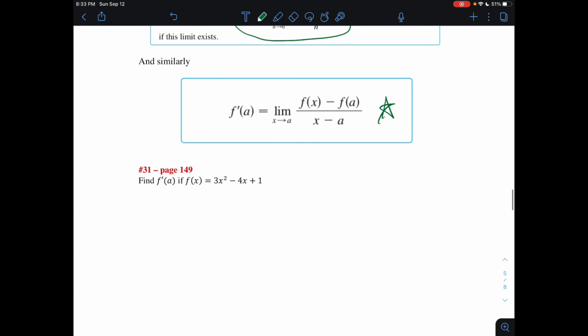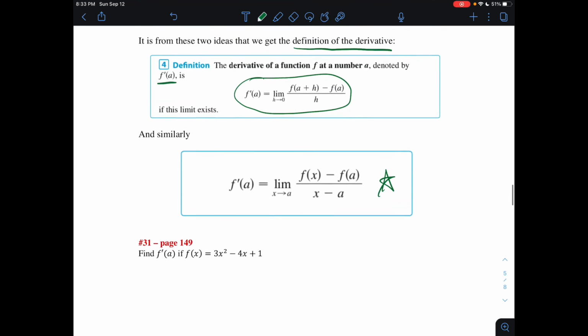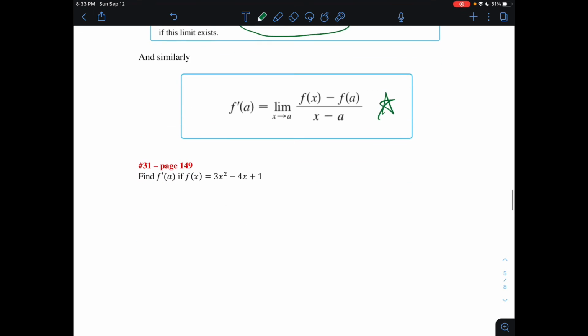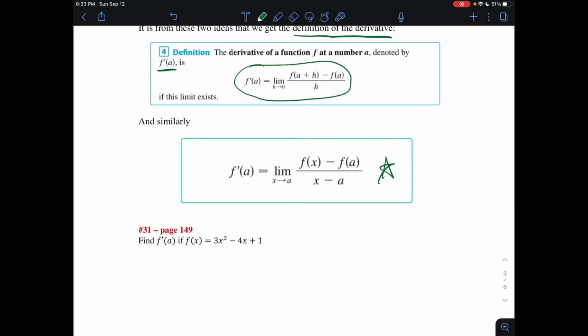So let's look at another example. Number 31 on page 149, find f prime of a, meaning the derivative at a, of the function f of x equal to 3x squared minus 4x plus 1. So again, just using our definition, f prime of a is equal to, and all I'm going to do is just start with my definition, the limit as h approaches 0 of f of a plus h minus f of a divided by h.